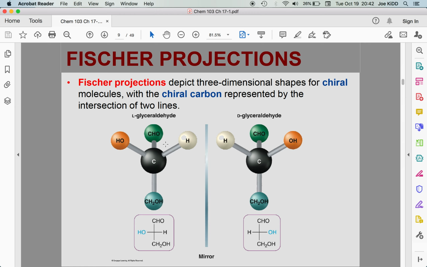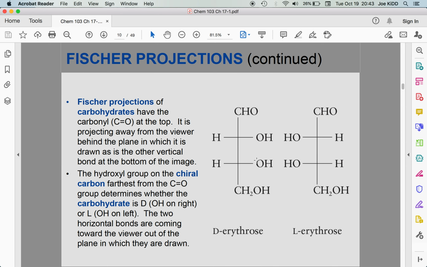Now, the other thing that we will start talking about is as these carbohydrates get bigger, it will be a little more important. But the last hydroxyl group in the set of hydroxyls that is furthest away from the carbonyl carbon, if that is on the left-hand side, that stereoisomer is the L form. If it is on the right-hand side, it is the D form.